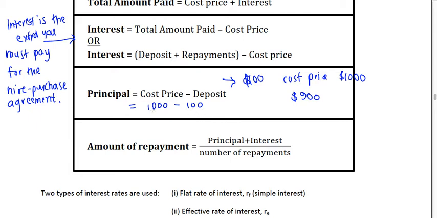It's really, really important that you remember this, that you are super careful when you are calculating your principal, because it is a really common error to just take the principal as the cost price. It's not the cost price because there is a deposit that's paid. So what is owing and what the interest will be calculated on is the principal, not the cost price.